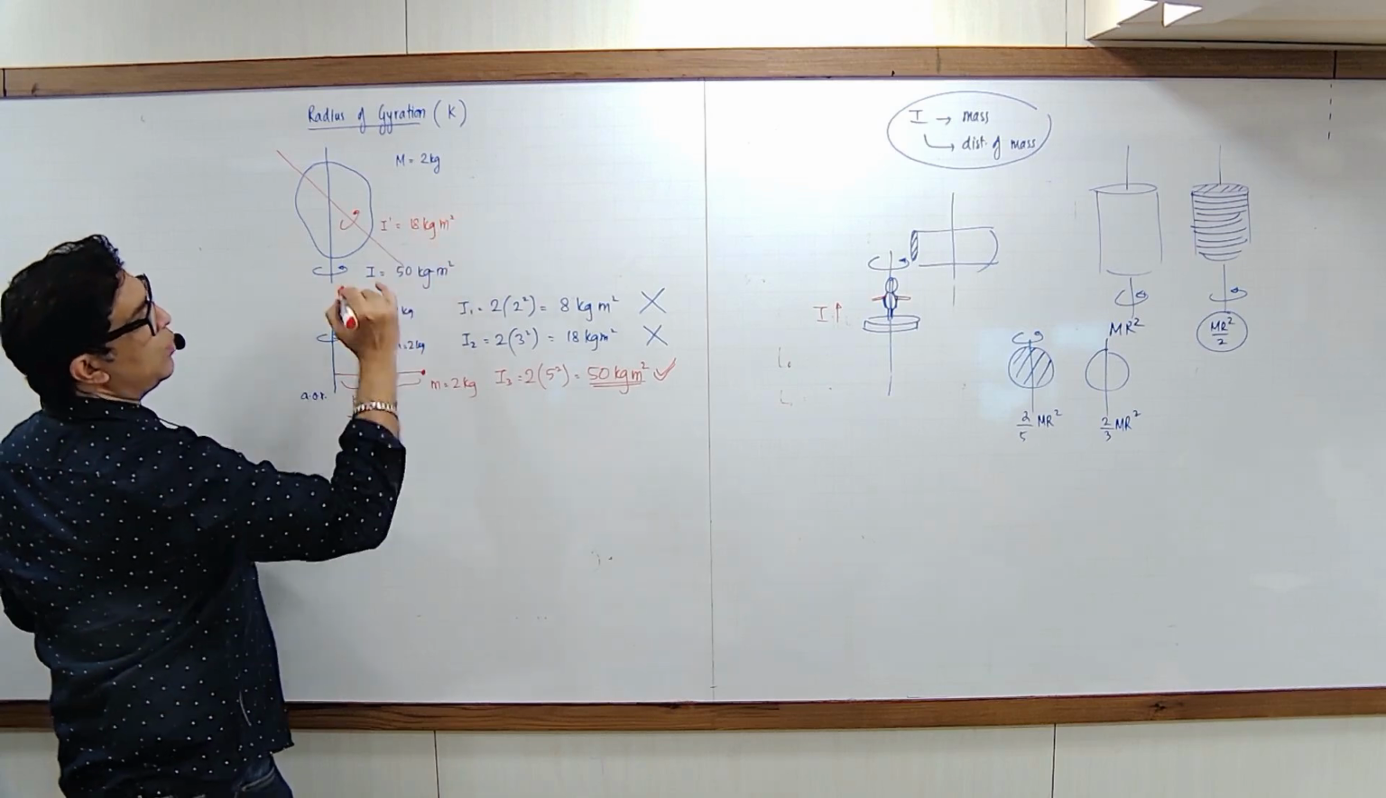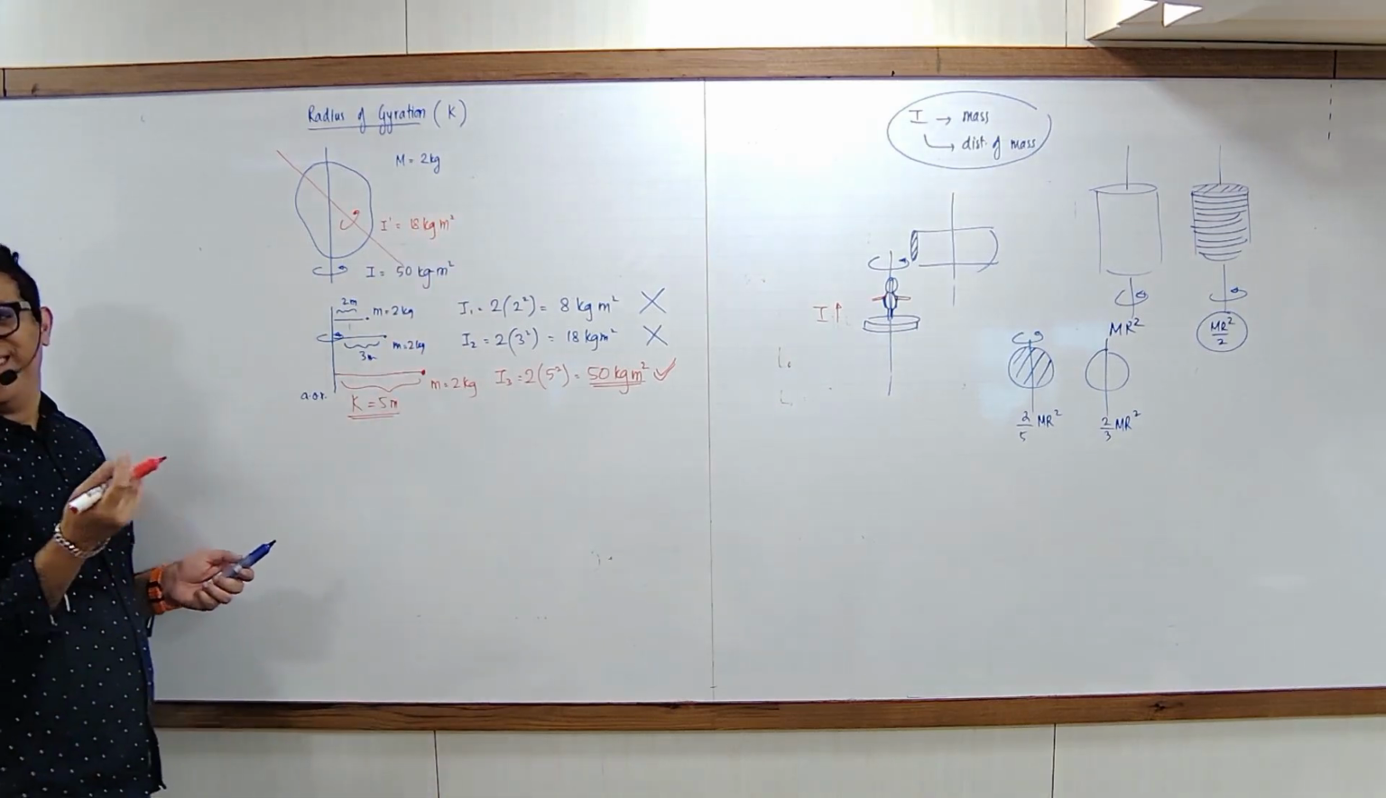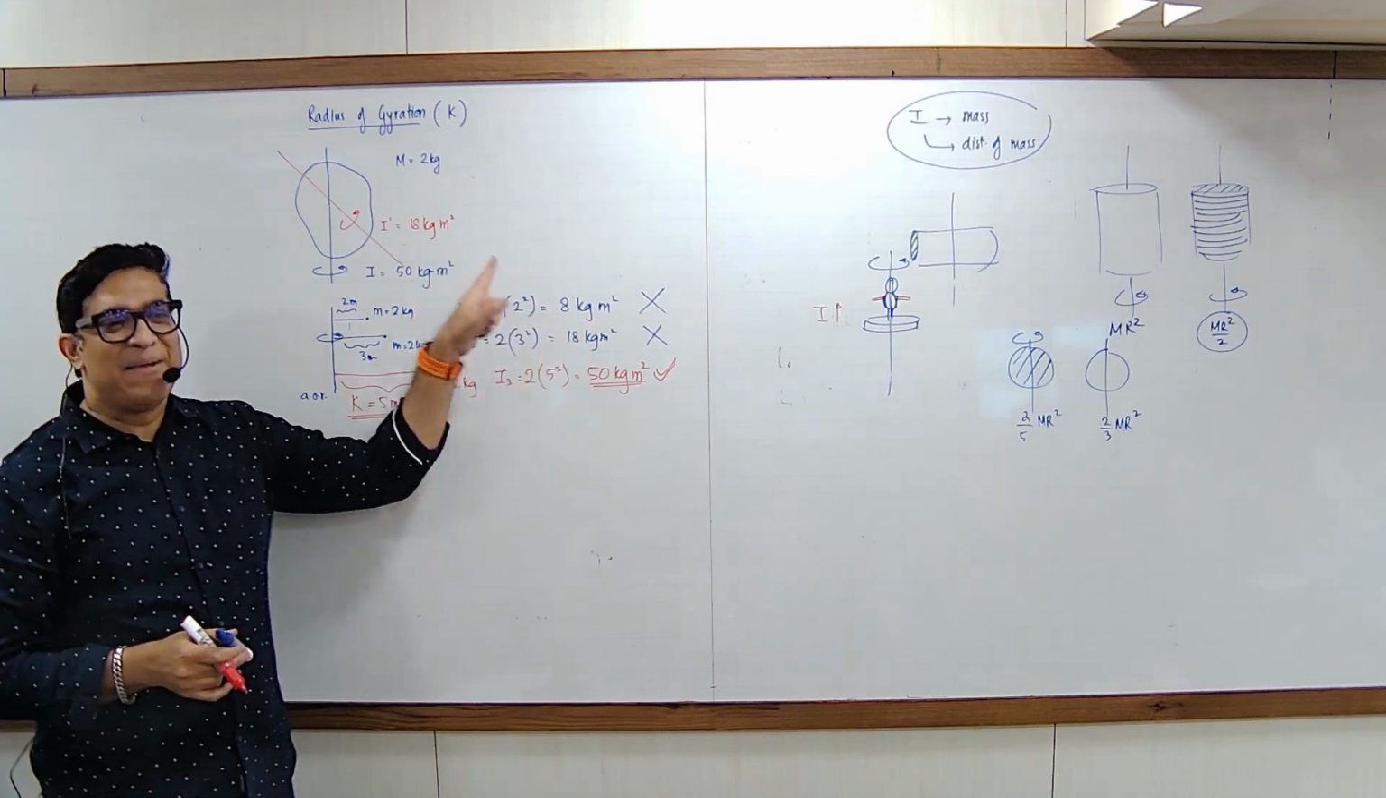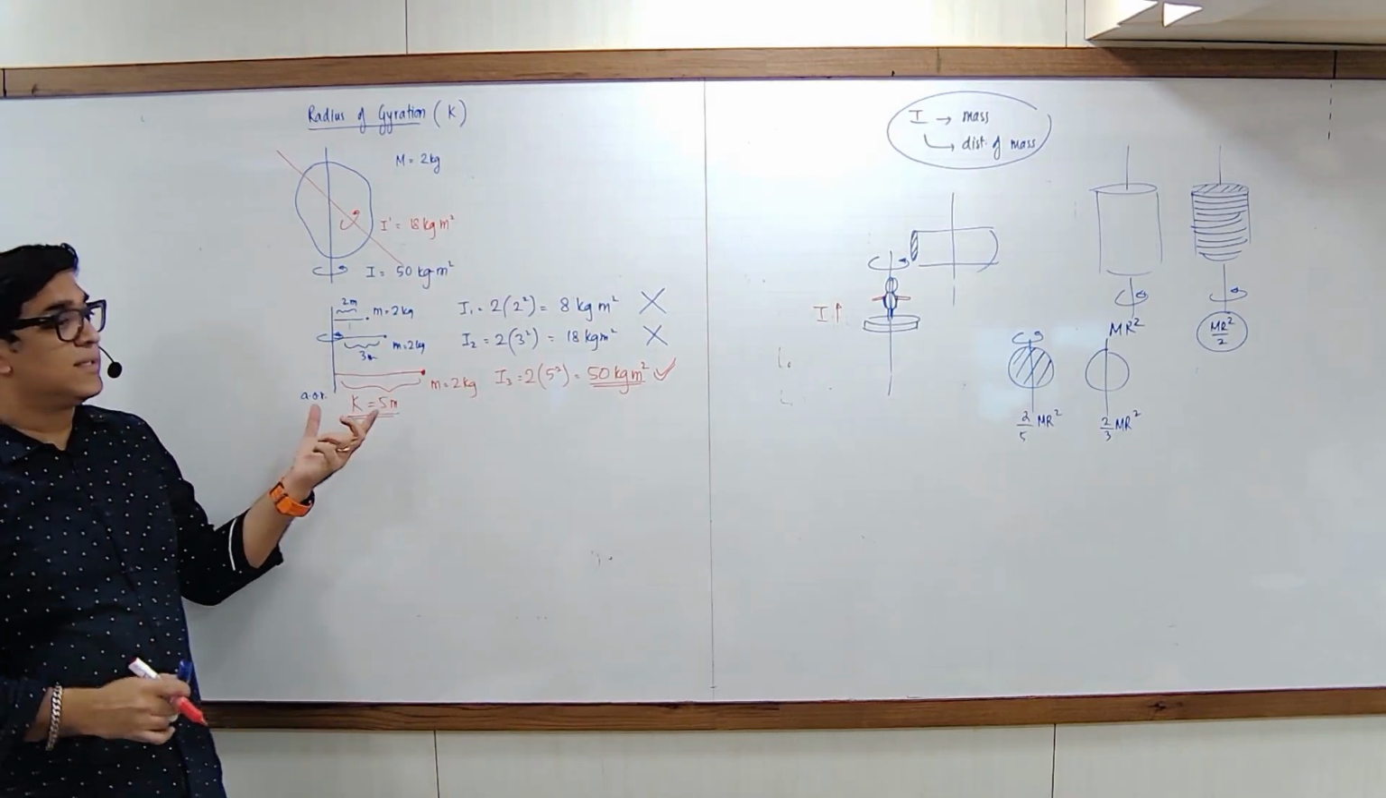Please tell me what would the radius of gyration be? 3. Are you all getting it? How did it become 3? Because with 3 it will give the same. What did you understand? What is radius of gyration?